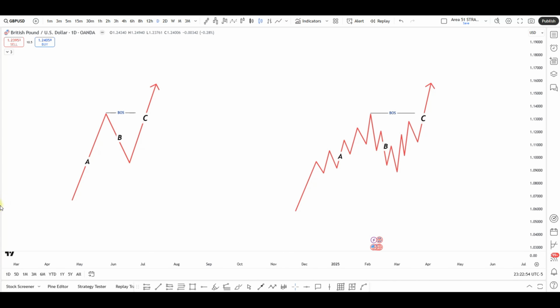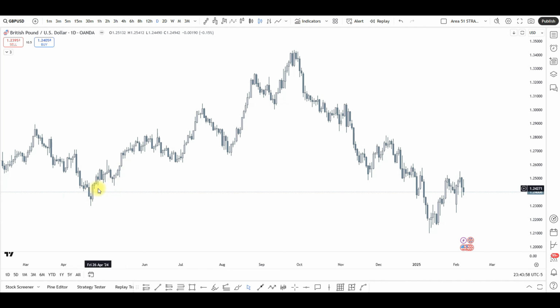Okay, now we have a real chart. On the daily time frame, we can see higher high, higher low, higher high, higher low, higher high, higher low. And then we have an impulsive here again. So we have an impulsive, corrective, impulsive, corrective, impulsive, corrective, and then impulsive.